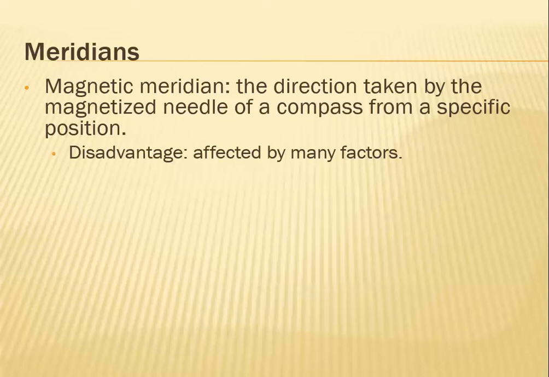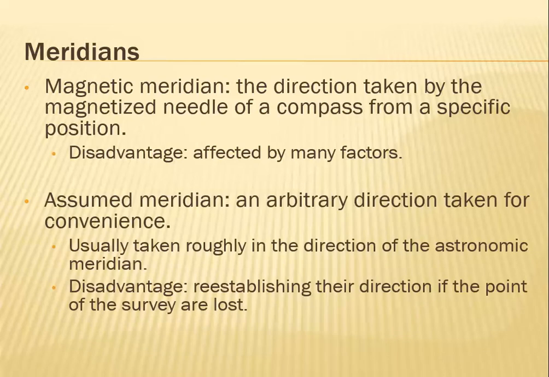However, there's a big problem with them, and that's that they are affected by many factors, which means that they change. Your magnetic poles don't stay the same. They actually move a little bit, and your compasses are susceptible to things around them. But in any case, they are easy to find. They're easy to get because your phone has a compass.